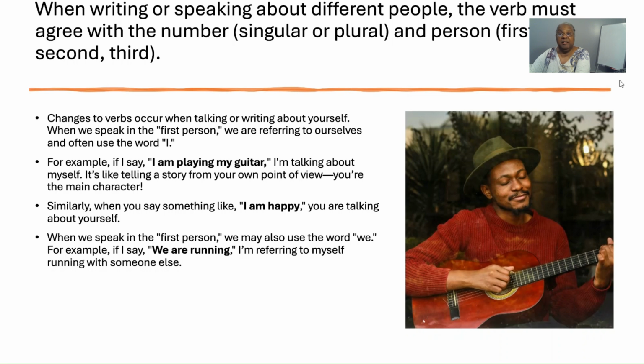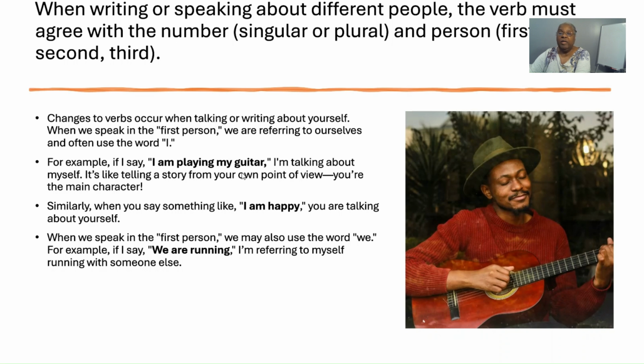When writing or speaking about different people, the verb must agree with the number, singular or plural, and person, first, second, or third person. Changes to verbs occur when talking or writing about yourself. When you speak in the first person, we are referring to ourselves and often use the word I. For example, if I say, I am playing my guitar, I am talking about myself. It's like telling a story from your own point of view. You're the main character.